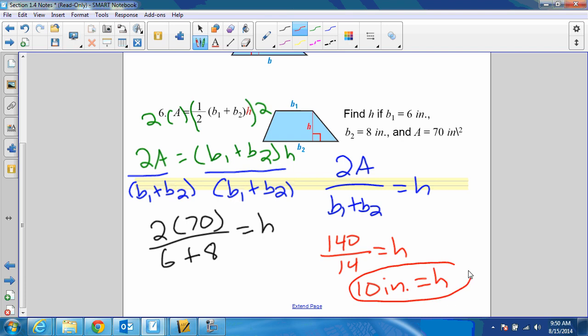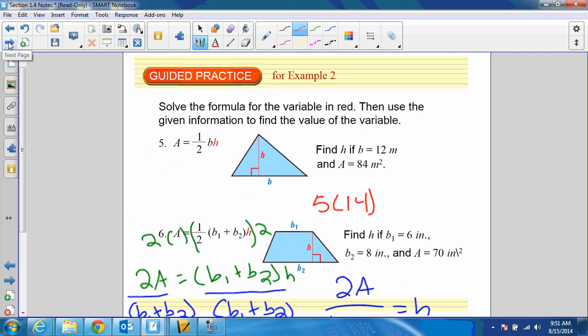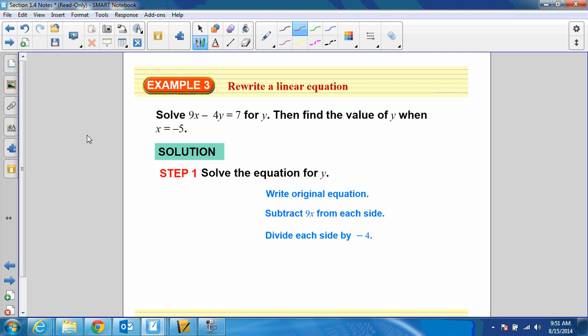Okay, plug that back in and check in the original. 10 times 1/2 is 5. b1 plus b2 is 14. 5 times 14 is 70, which is the area, so it does check out. I'll let you solve the other one on your own. Okay, and these are the main ones you have to do in your homework.